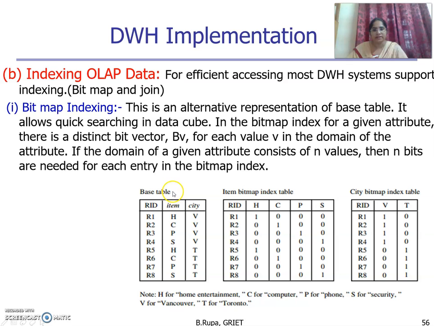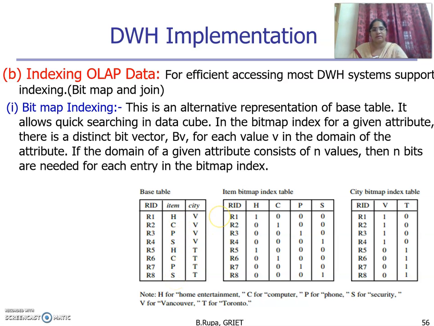First we can go for a base table. It contains all the IDs R1 to R8, and the item and city dimensions have to be available. Item contains some items and city also contains some cities. Here H indicates home entertainment, C is computer, P is phone, and S is security. Under cities, V indicates Vancouver and T is Toronto. So these two cities and four items are available.